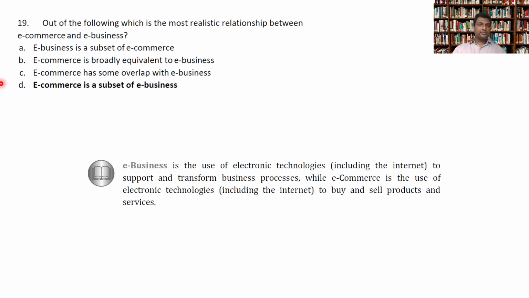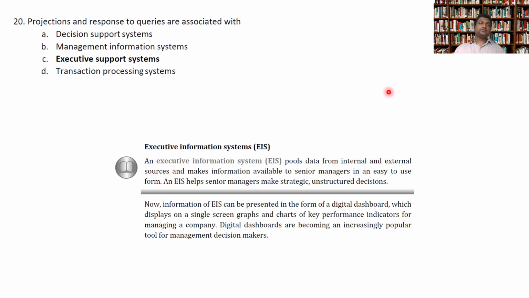So if you look at the answer for the most realistic relationship between e-commerce and e-business, of course e-commerce is a subset, right? It's one part of e-business. Inside e-business, e-commerce can be formed, right? Question number 20.